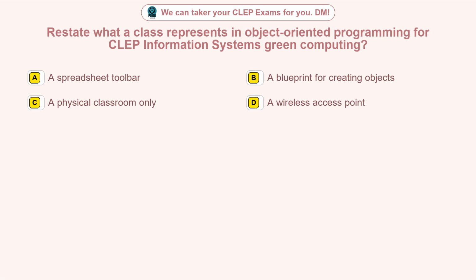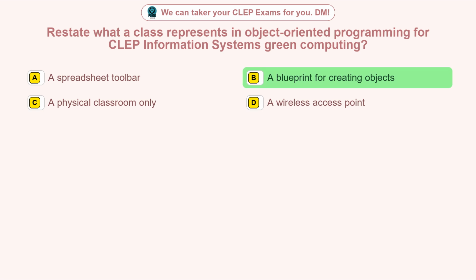Question 91. Restate what a class represents in object-oriented programming for CLEP Information Systems green computing? Option A. A spreadsheet toolbar. Option B. A blueprint for creating objects. Option C. A physical classroom only. Option D. A wireless access point.